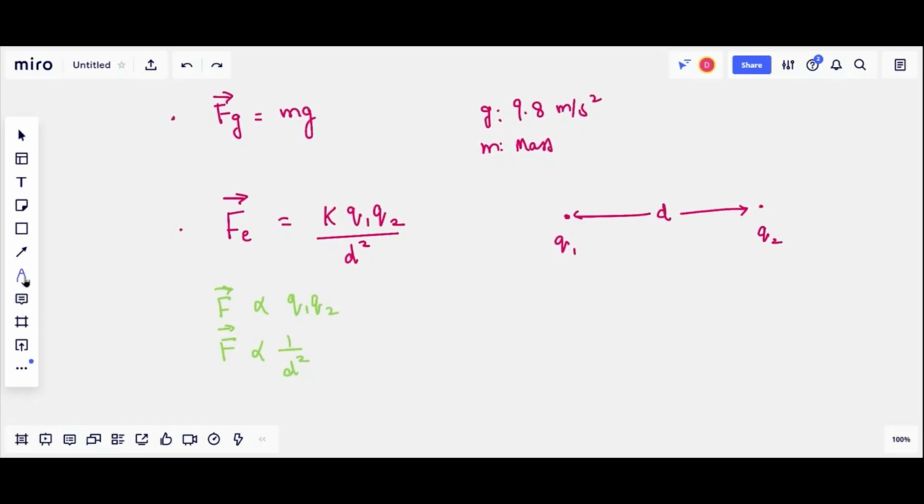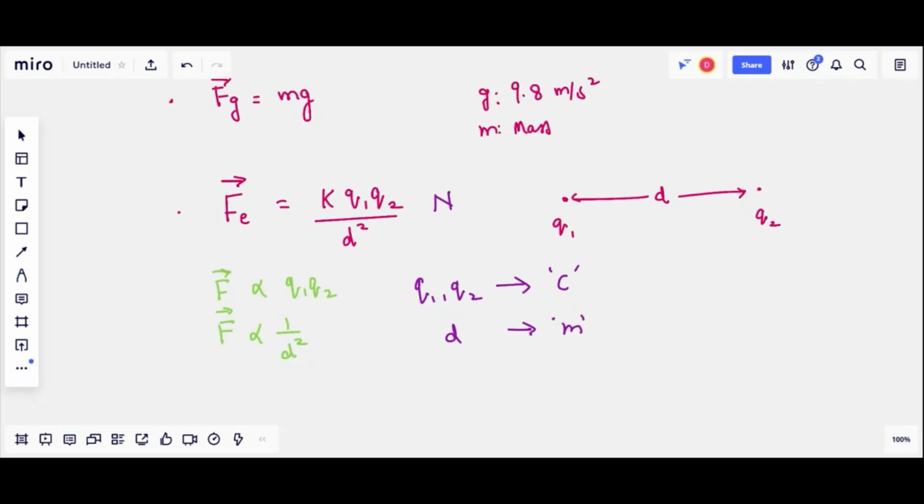Now, if we talk about the unit of force, definitely the SI unit would be newtons. If we need this force in newtons, then the charges Q1 and Q2 must be in coulombs, and the distance d must be in meters. So everything should be in SI units for the force to finally come as newtons.